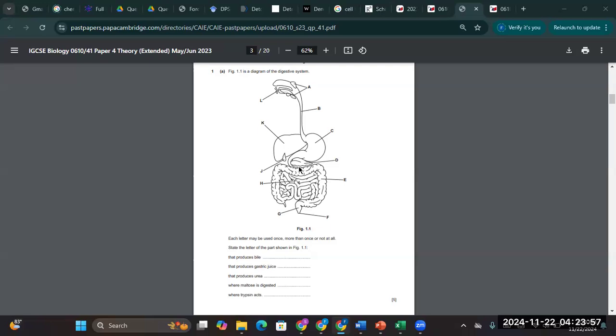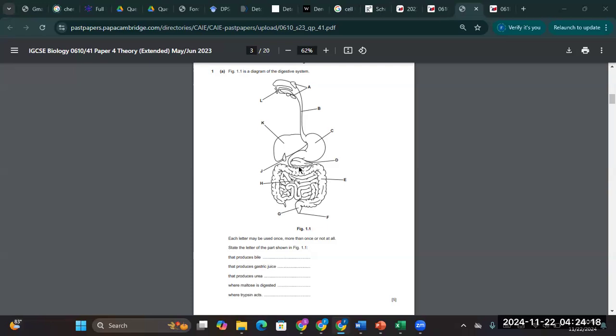And where does the enzyme trypsin act? Pancreas. Yes. Okay. It's saying acts. It's not saying produced. It is produced by the pancreas. You are correct. But where does it act? Where does it do its job? I'm not sure.